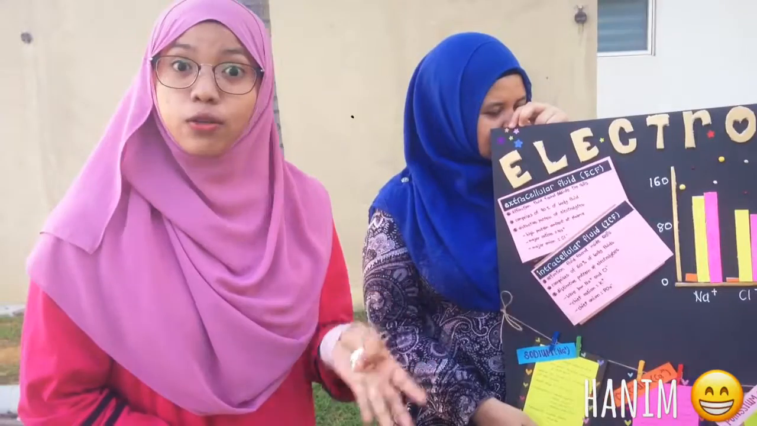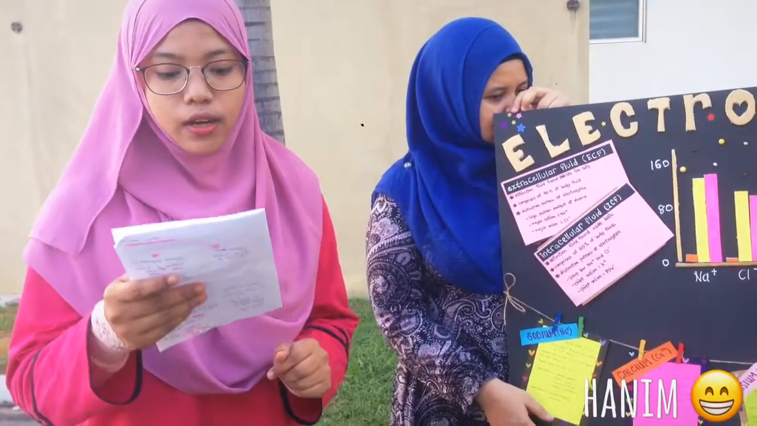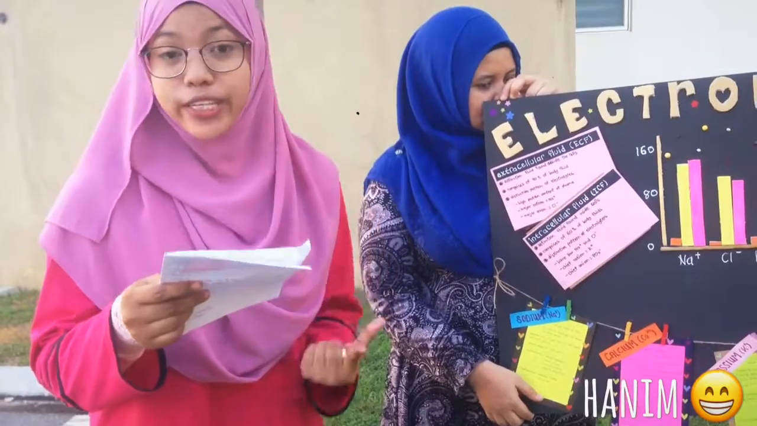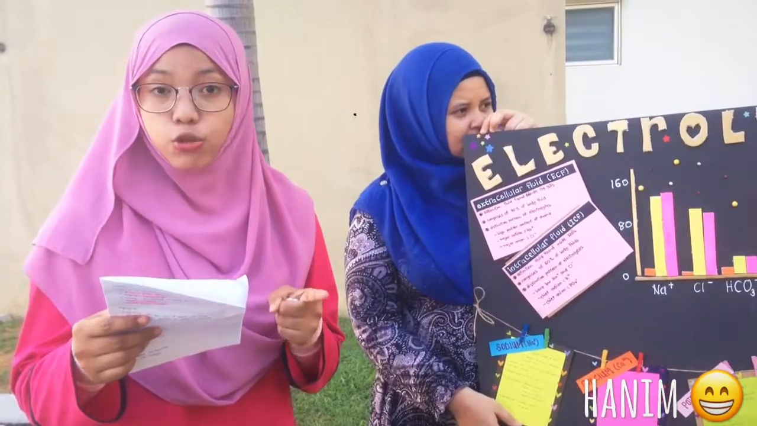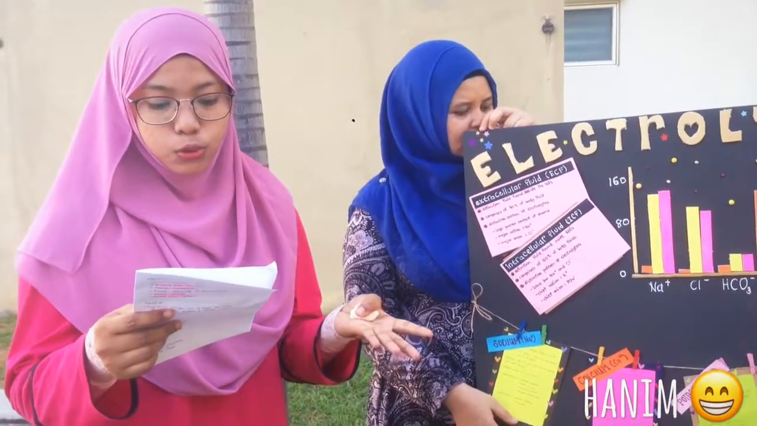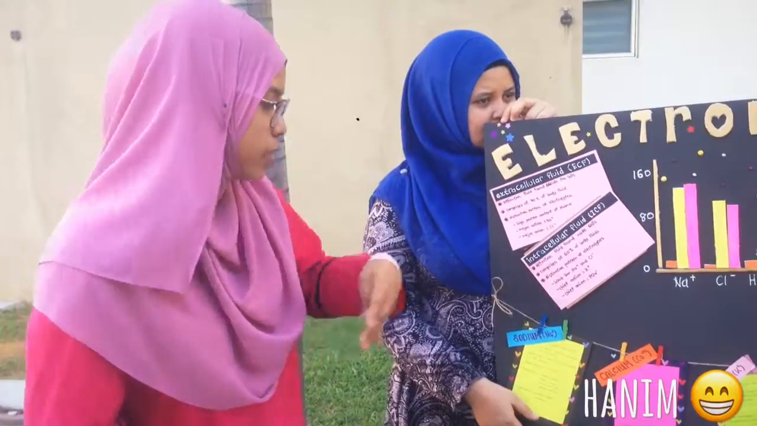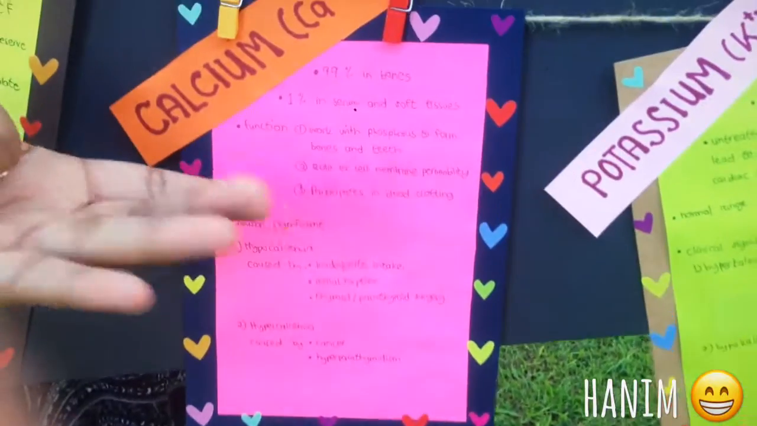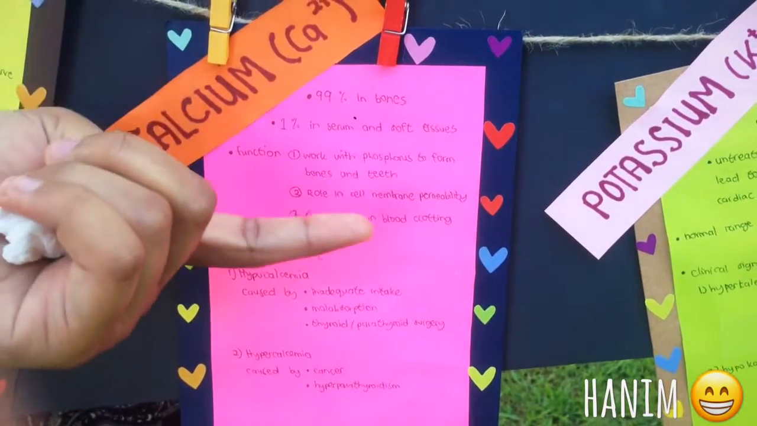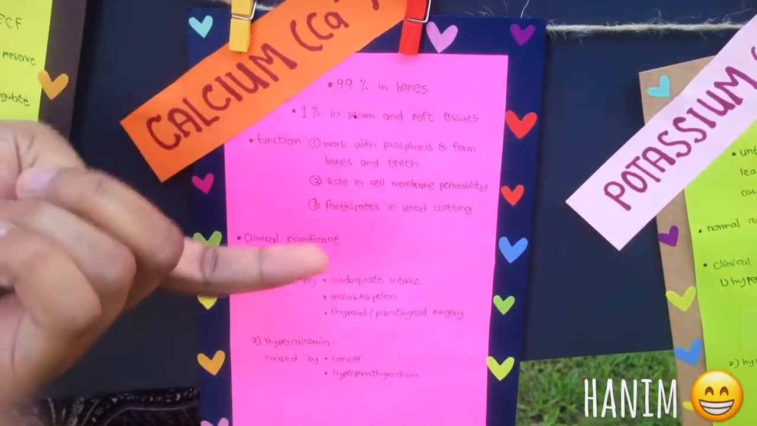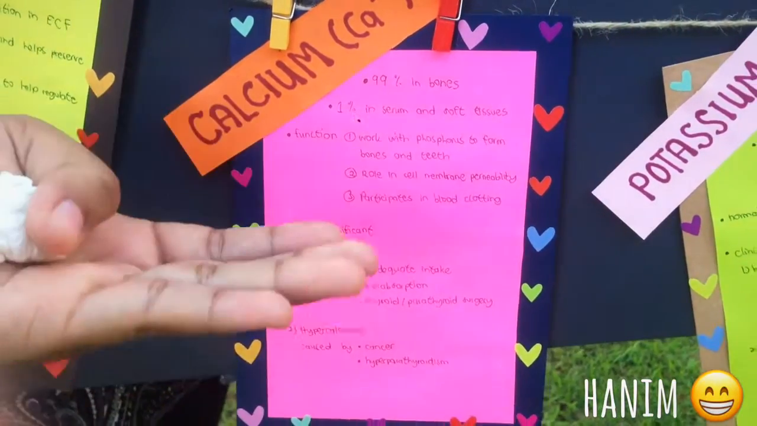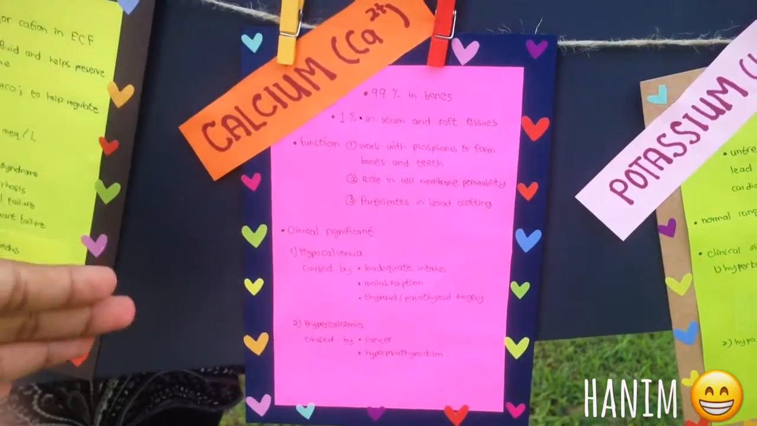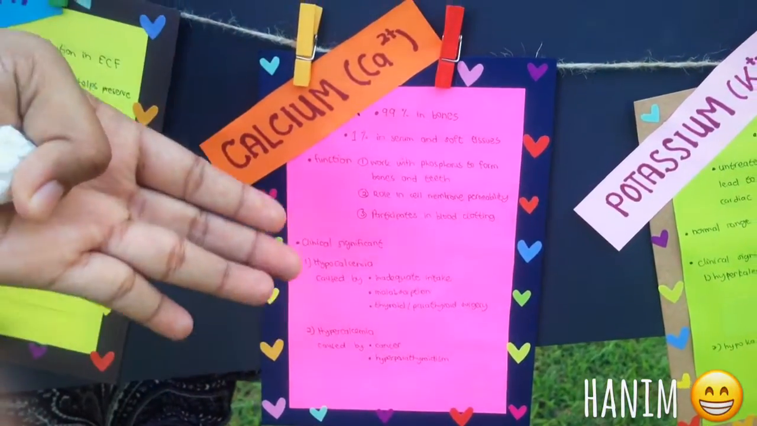What is the function of parathyroid hormone? It stimulates bones to release calcium into the blood. PTH also causes kidneys to excrete less calcium in urine. As you can see, this is the function of calcium. It works with phosphorus to form bone and teeth, has a role in cell membrane permeability, and participates in blood clotting. Calcium is 99% in bones and 1% in serum.